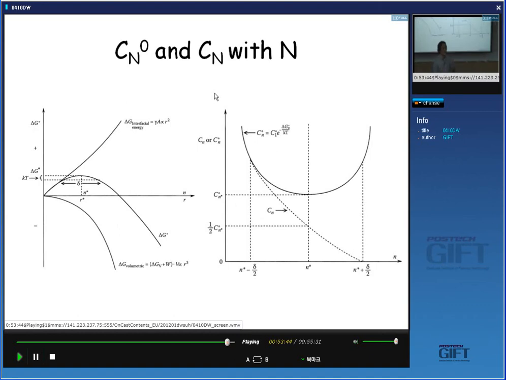So you have to understand that the real number of clusters will deviate from the equilibrium condition at this point, gradually decrease, and go to zero when the cluster size reaches this critical value.